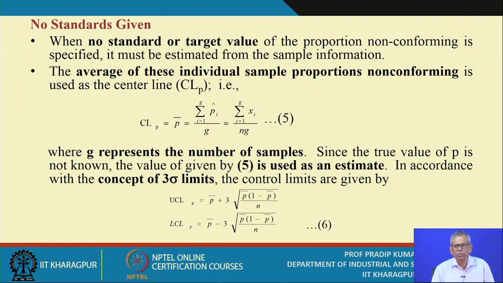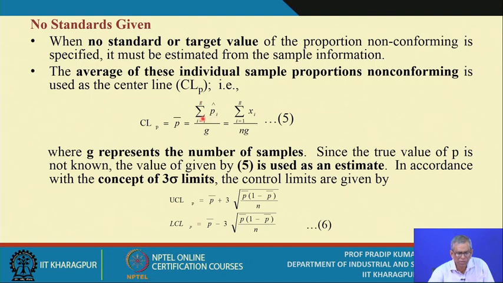Now, if it is a new process, a stable process, a controllable process, but there may not be any standards. So you have to start from scratch, you have to collect data in a systematic manner. In this case, no standard or target value of the proportion nonconforming is specified. It's not known. So for that you have to collect data. First you collect data and you calculate, based on the data, the average proportion nonconforming p bar.